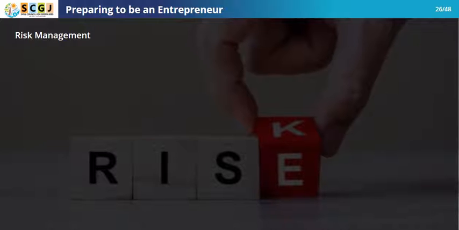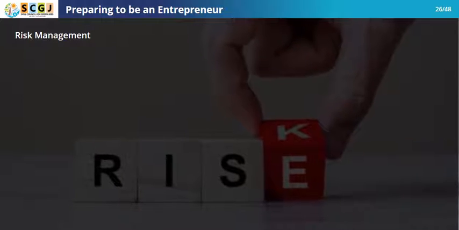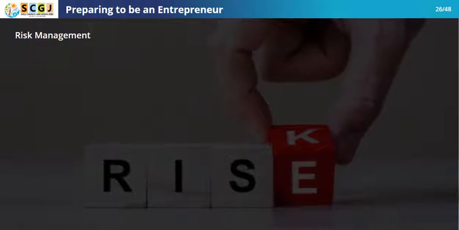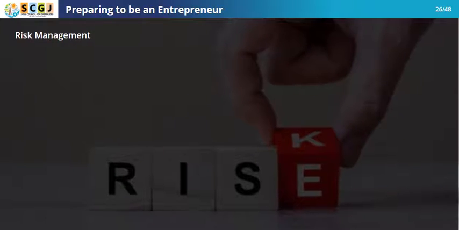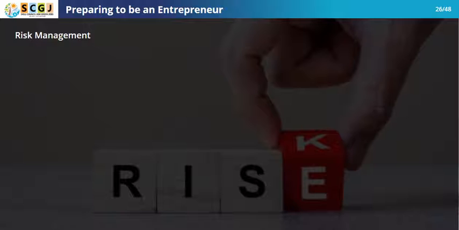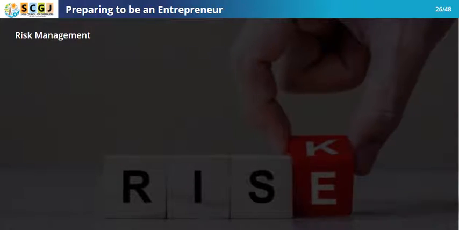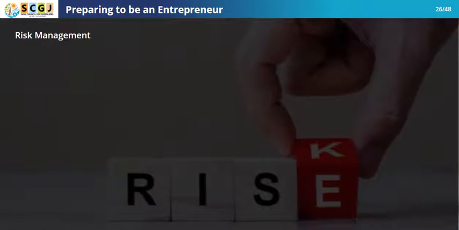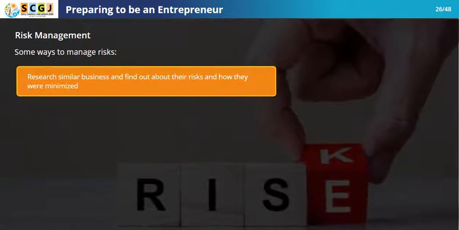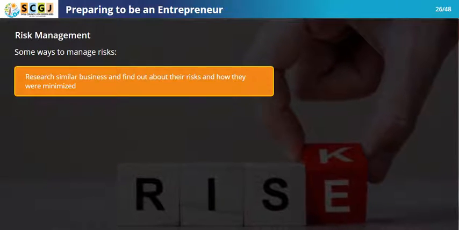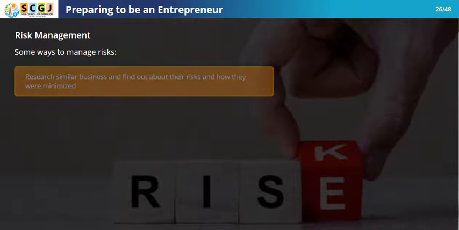As an entrepreneur, it is critical that you evaluate the risks involved with the type of enterprise that you want to start before you begin setting up your company. Once you have identified potential risks, you can take steps to reduce them. Some ways to manage risks are: research similar businesses and find out about their risks and how they were minimized.